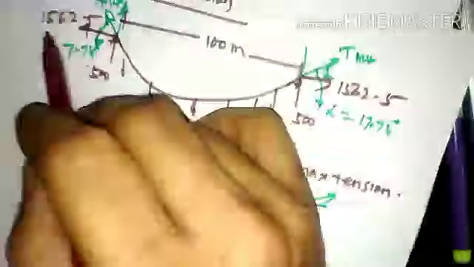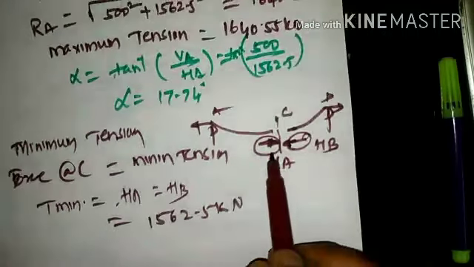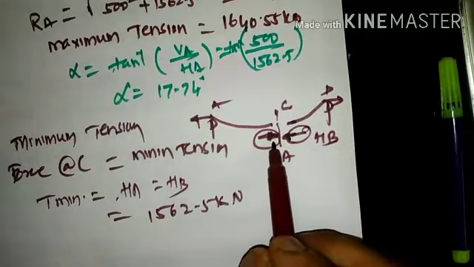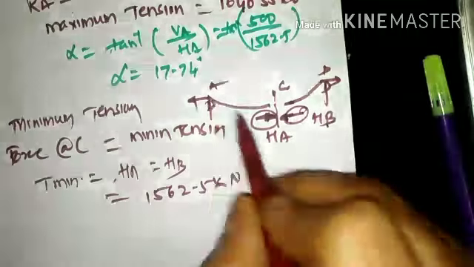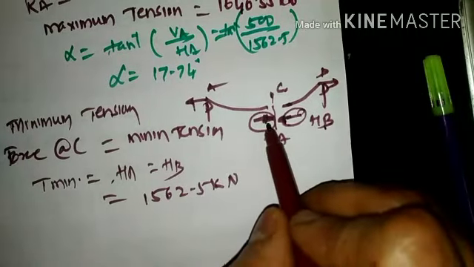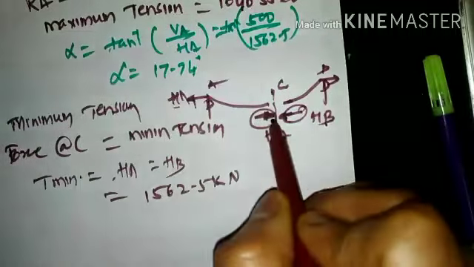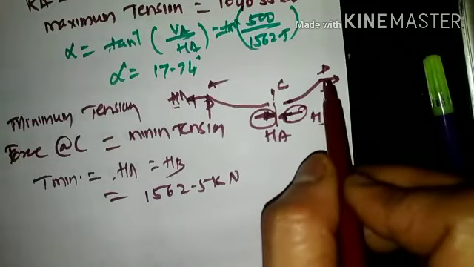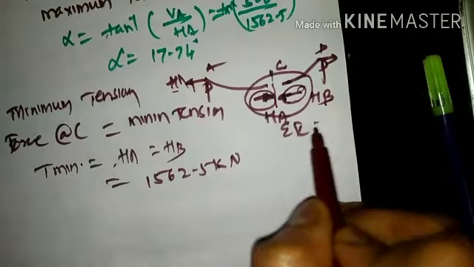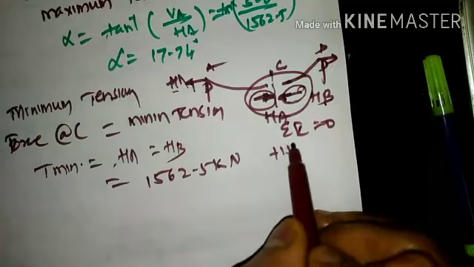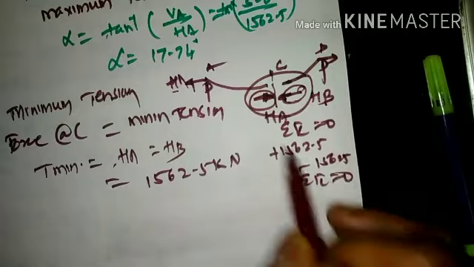So what is the value of HA now? 1562.5 kilonewton. Because it is a horizontal force that will be prevailing at this particular location. If you consider BC region, it will be HB. If you consider AC region, it will be HA. Now here, HA will be towards the right hand side because reaction component HA is towards the left hand side. Opposition will be towards the right hand side. Here HB is towards the right hand side. Opposition will be towards the left hand side. Net force at C will be, this one force will be positive 1562.5. The next force will be minus 1562.5. Net force at C will be 0.